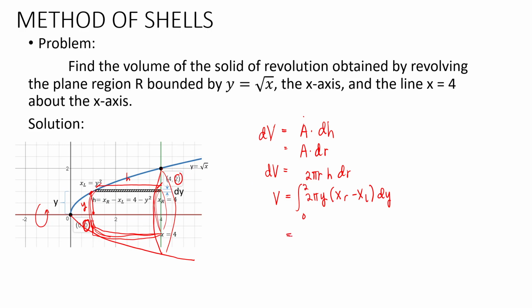0 to 2. So again, this becomes 0 to 2, then 2 pi times y, and then x right is equal to 4, and then minus x left, which is the blue graph, so this one, if this one is x left, so this becomes y squared is equal to x. So this becomes y squared, and then dy. So I get the volume.